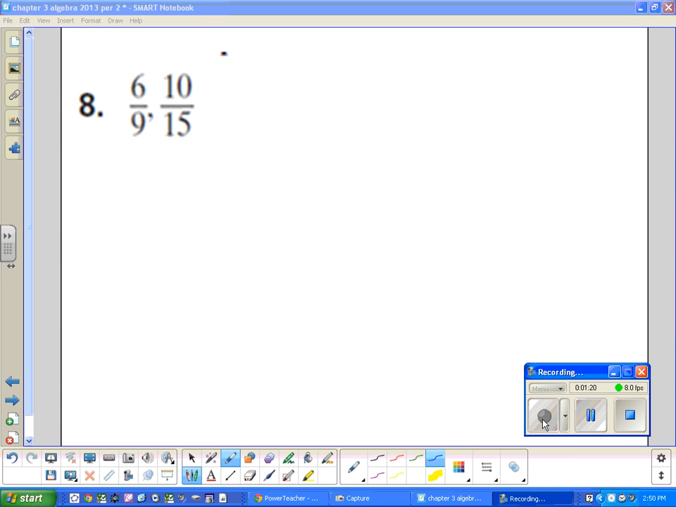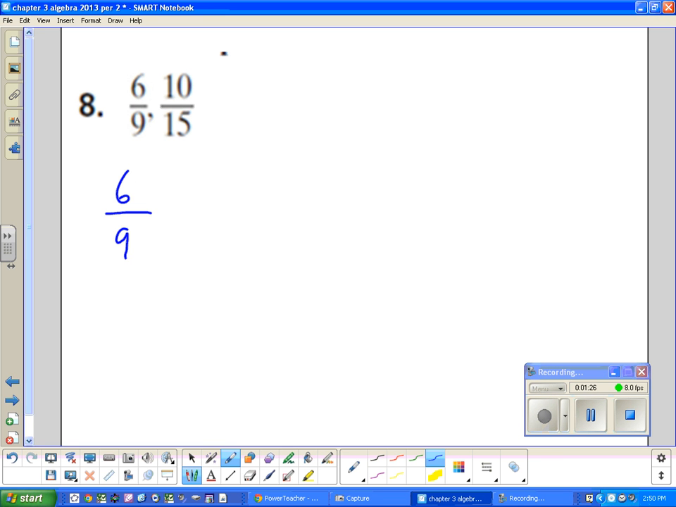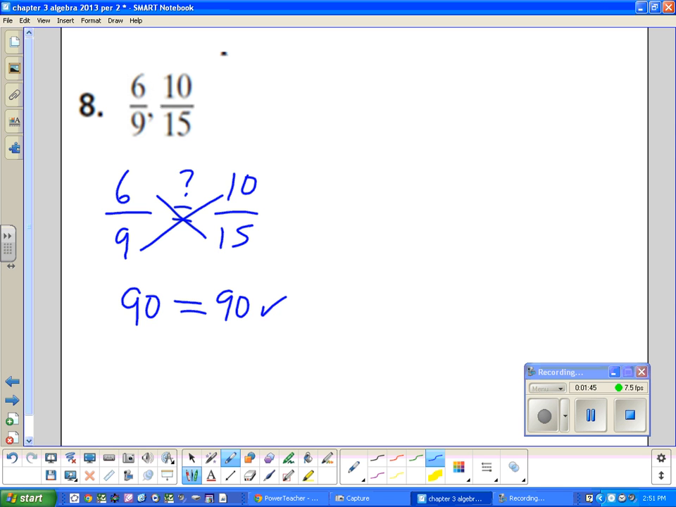Question like number 8 is asking if this is a proportion. And the quickest way to tell if something is a proportion is to set them equal to each other. Well, we don't know if they're equal, but set them across from each other and cross multiply. And we're going to get 90 equals 6 times 15 would be 60 plus 30, which is also 90. So yes, it is a proportion. That's how you would check to see if it's a proportion.